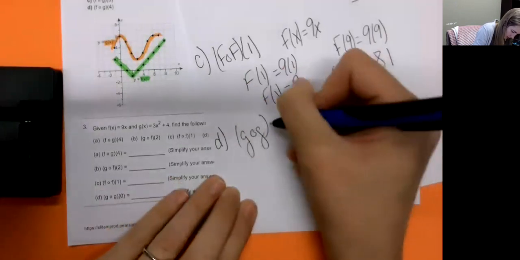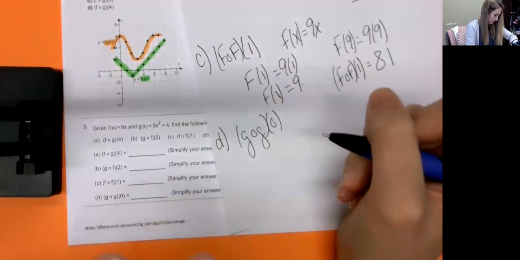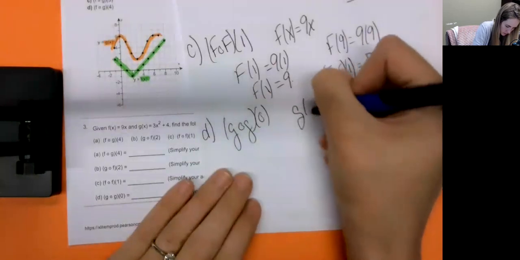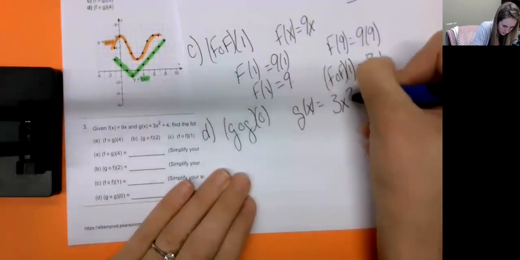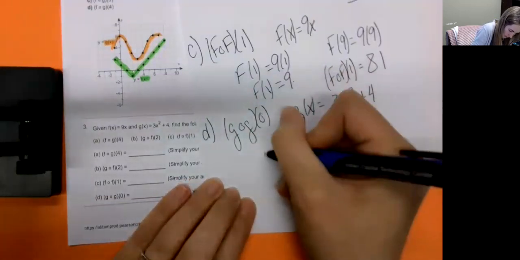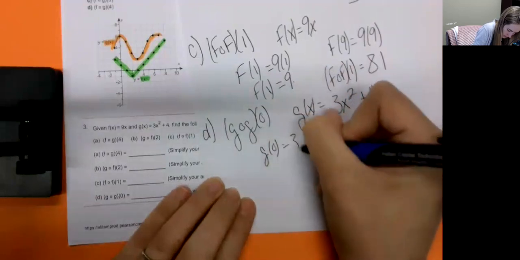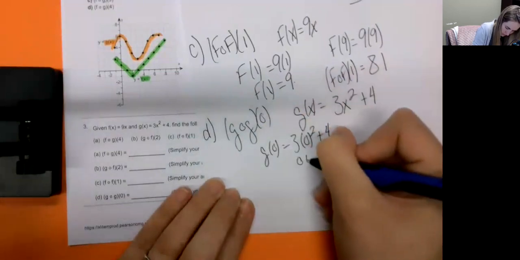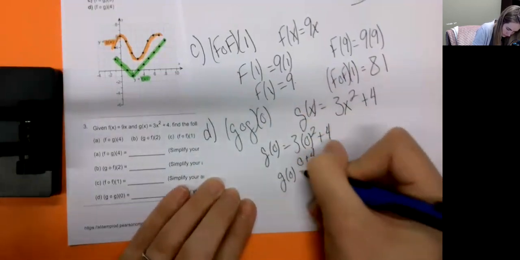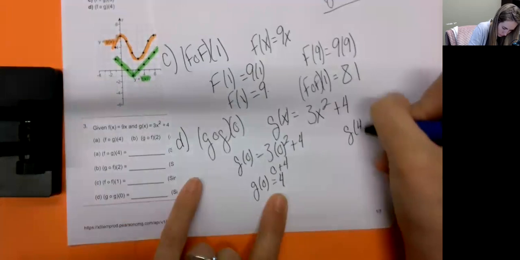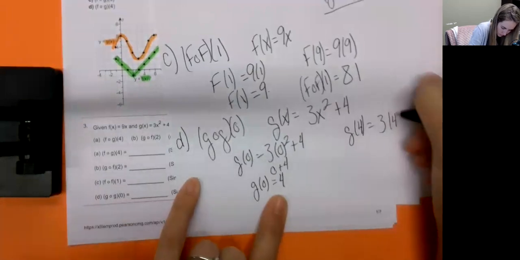D is g of g of 0. So we're going to have the g function, so g of x equals 3x squared plus 4. First we're going to substitute 0 into one of them. So 3 times 0 squared plus 4, that's 0 plus 4. So g of 0 equals 4. Then we're going to substitute this 4 into the equation.